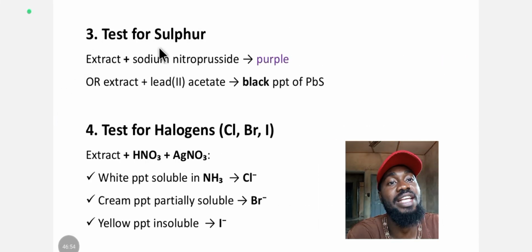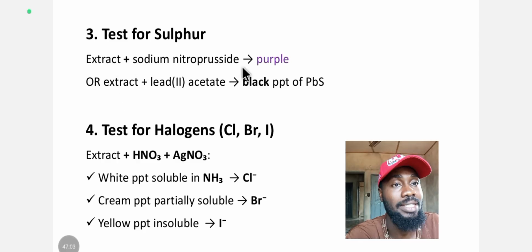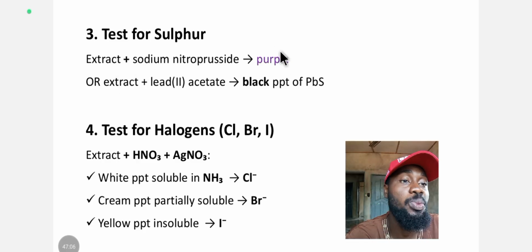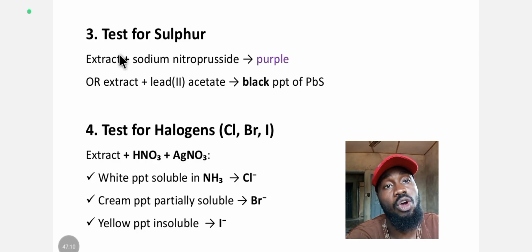The third we have here is test for sulfur. For the test for sulfur, you bring the extract that you are suspecting that there's sulfur inside. You add it with sodium nitroprusside. And what do you get? You get a purple precipitate. That confirms the presence of sulfur.